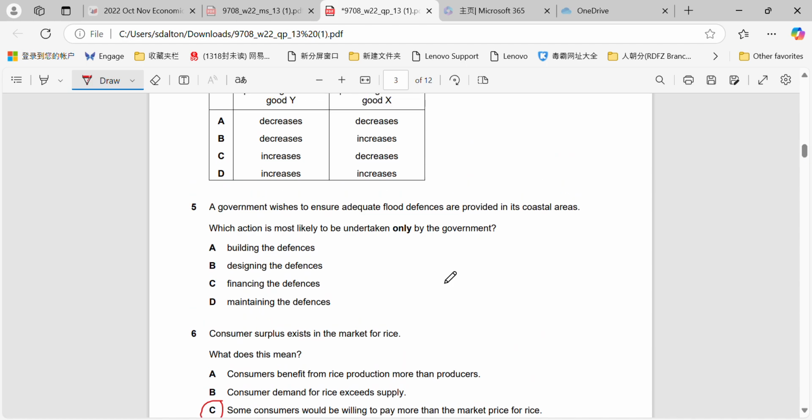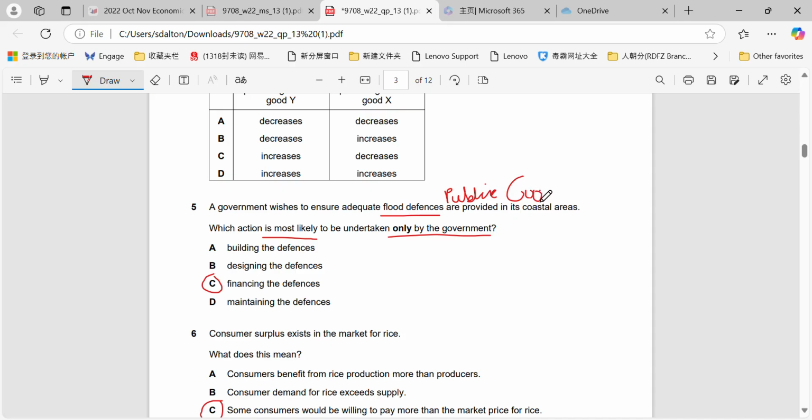Okay, 5 is a difficult question. Government wishes to ensure adequate flood defences, which we know are a public good, provided in coastal areas. Which action is most likely only to be undertaken by the government? Now remember, the other actions can be undertaken by the government, but the one most likely only to be undertaken would be the financing. And that is because once we know it's a public good, we know that it is non-excludable and non-rivalrous, and that the private sector will not provide it because they cannot make a profit.